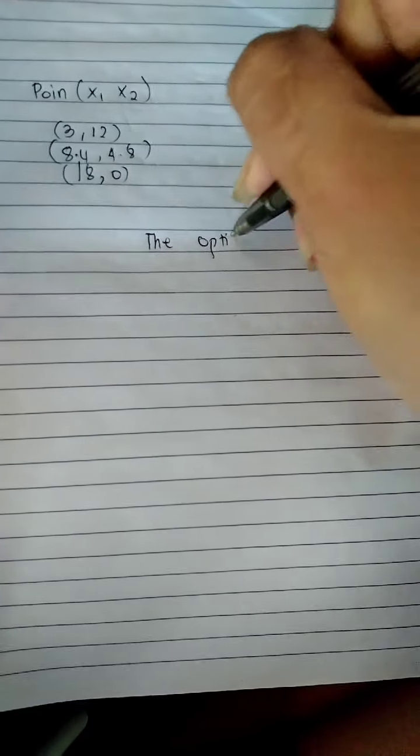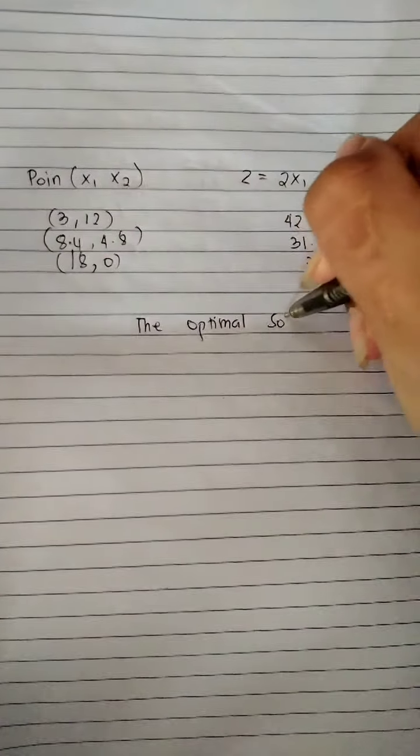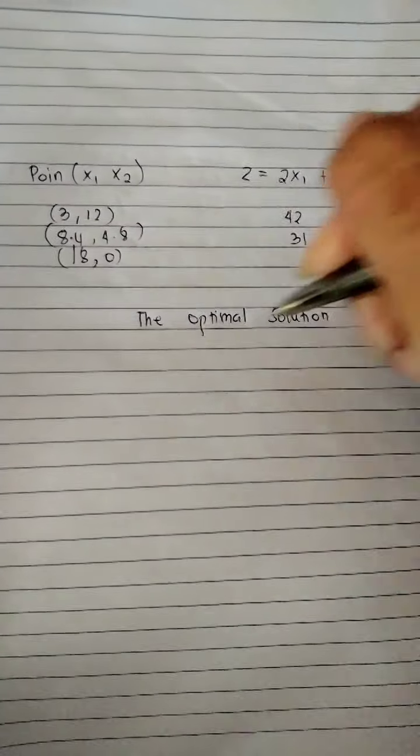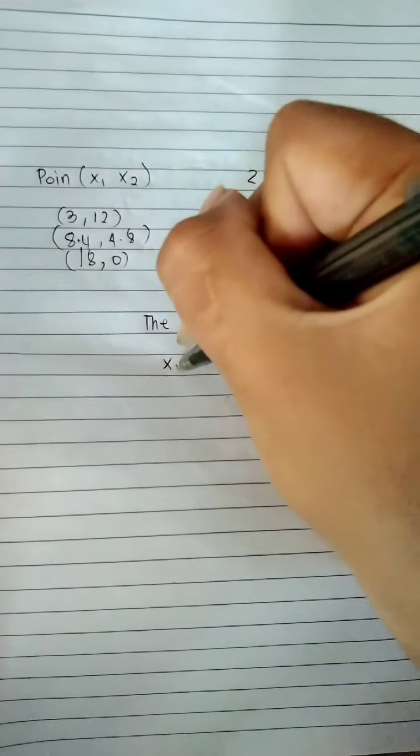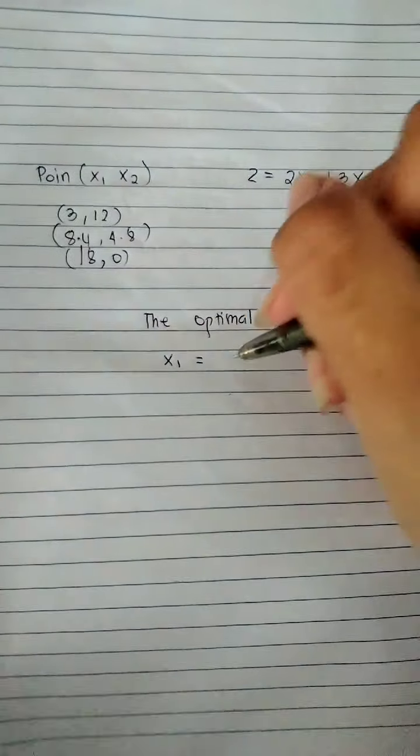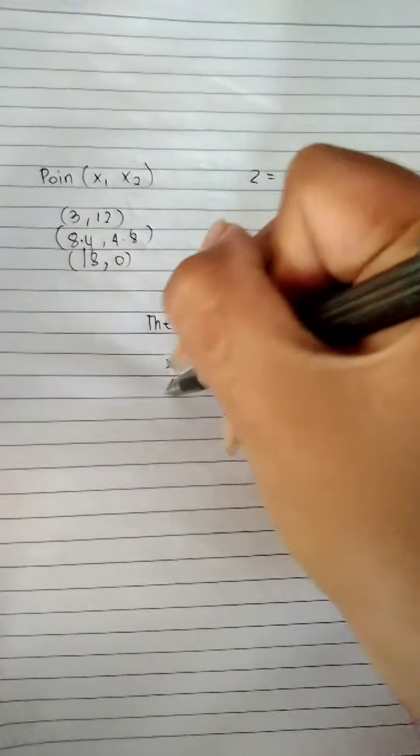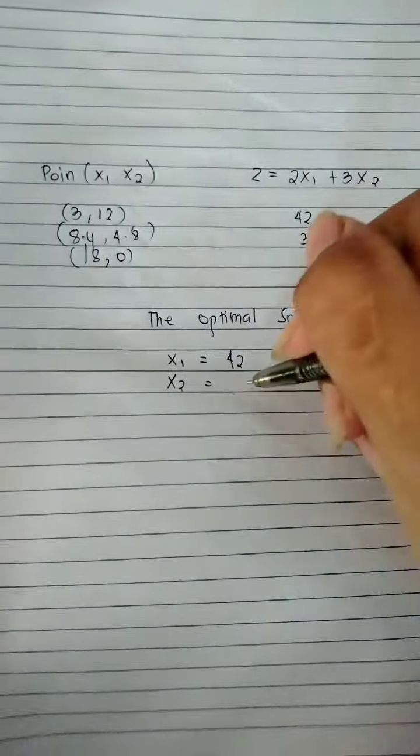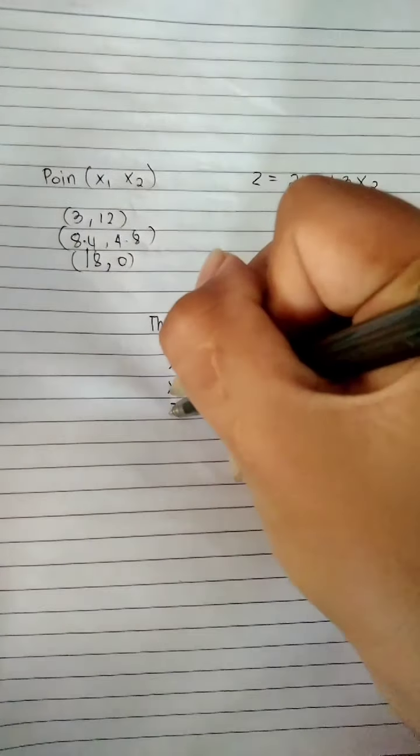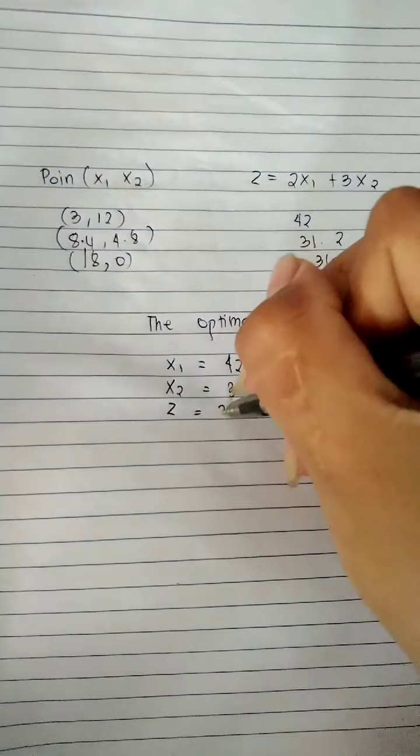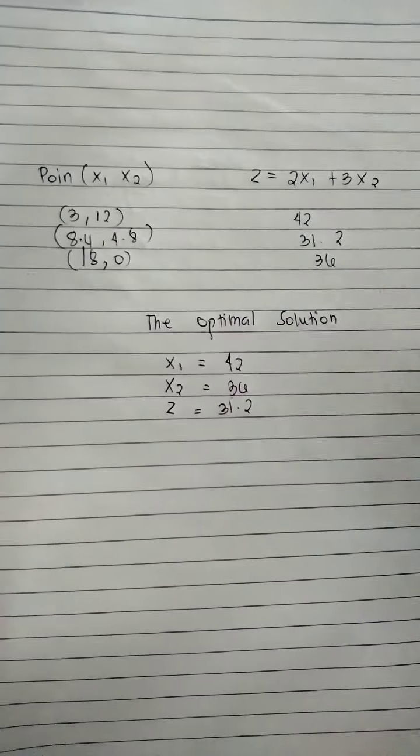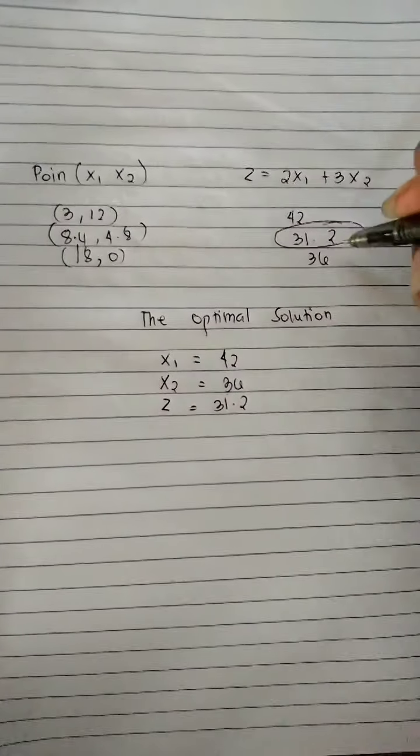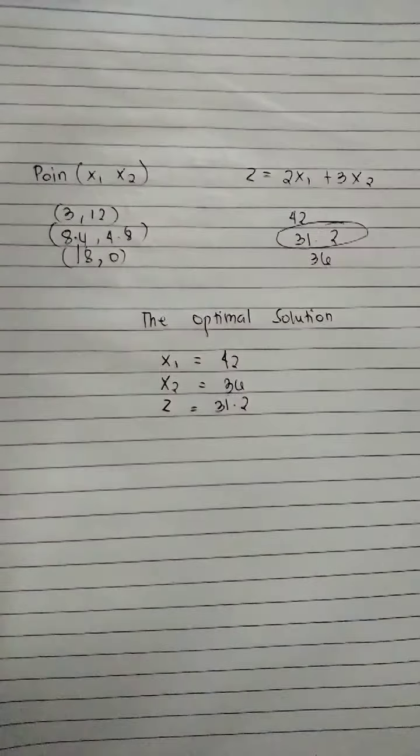So, the optimal solution is x sub 1 is 8.4, the x sub 2 is 4.8, and then the z is 31.2. So, the value of z is 31.2, which is the lowest among the points.